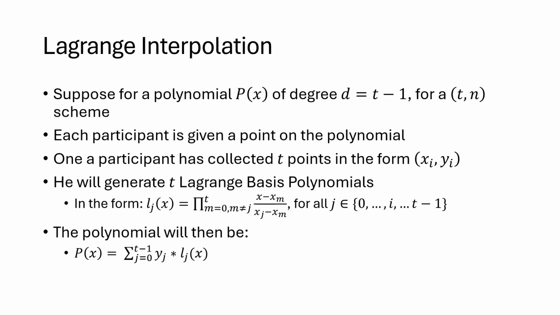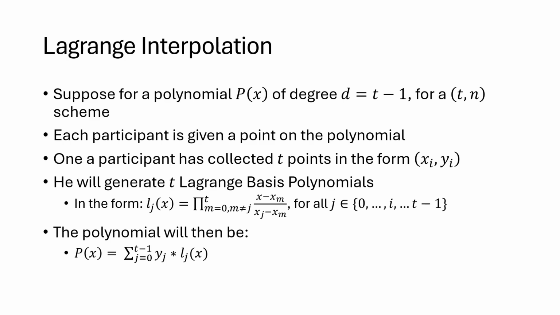Okay, so let's talk about Lagrange interpolation. Looks complicated. I promise you it's not. It's very simple. So suppose you have this polynomial, p(x), of degree d equals t minus 1, and you want to have a t-of-n scheme, right? So each participant, like I said, is given a particular point on the polynomial. And then you have any one of these participants collect t points in that form, right?